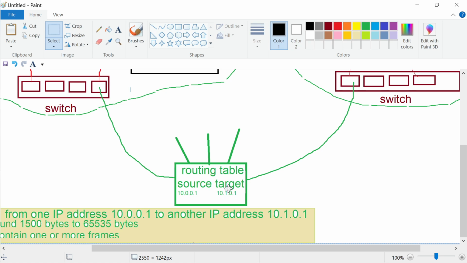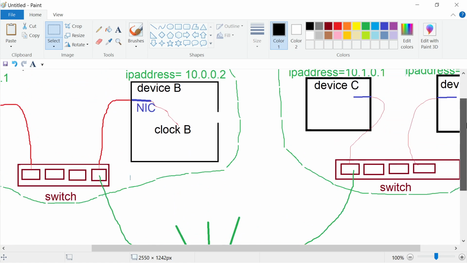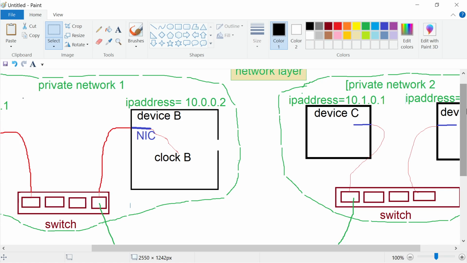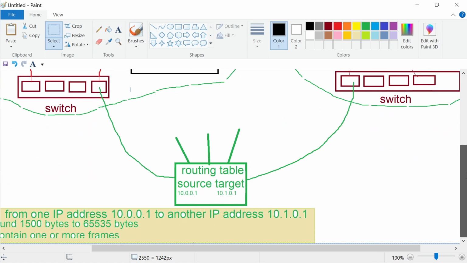For a router, MAC addresses do not matter. What matters is the IP address, because it understands the list of IP addresses in terms of a network of networks. This IP address means this network and this device. That IP address means that network and that device. MAC address only means this device and that device. It does not mean this network and that network. So do you understand the difference between MAC address and IP address?